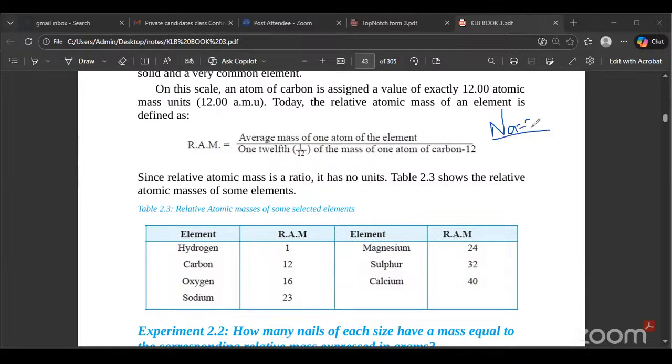So I know it is 23. When you weigh, you will find 23. But relative to carbon 12, it is 1/12 multiplied by 12. So when you cancel 12 by 12, you get 1. So you are finding that it is over 1 still.